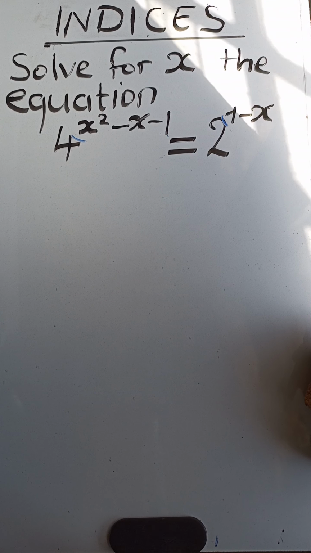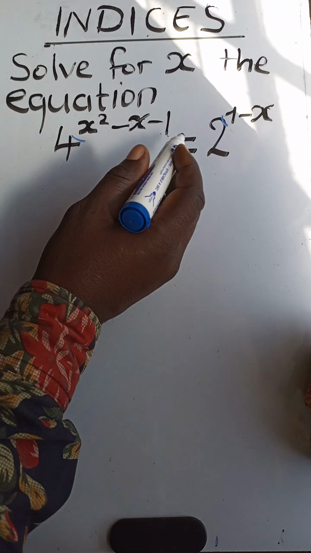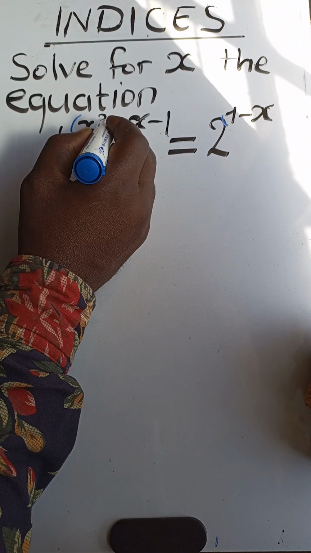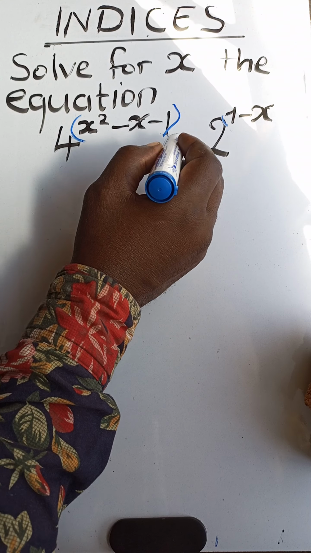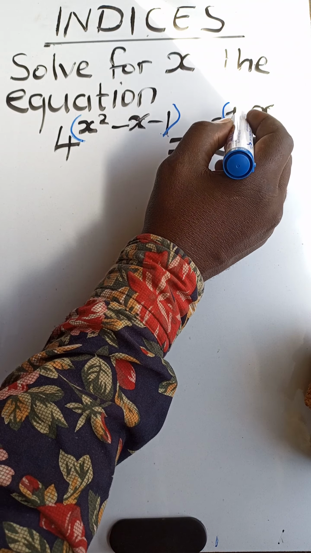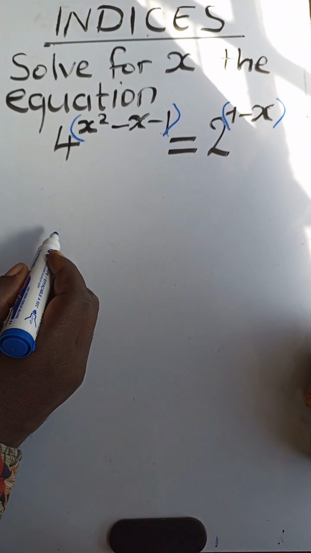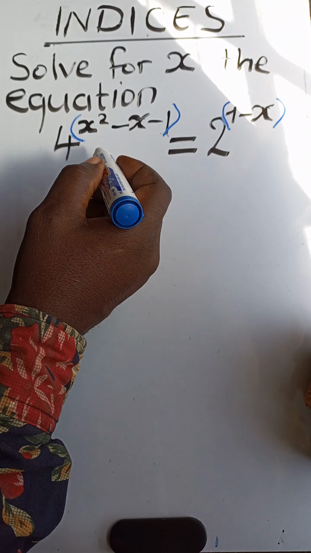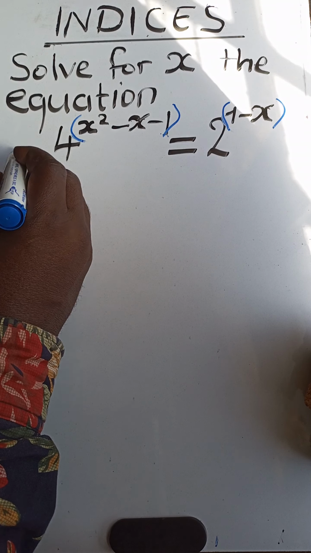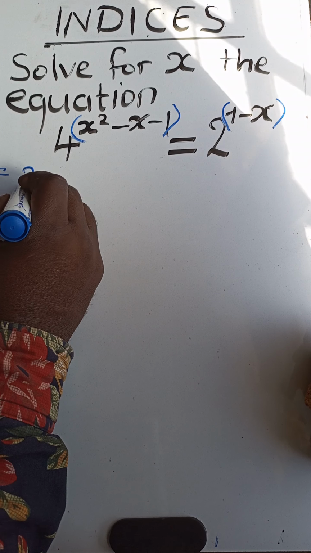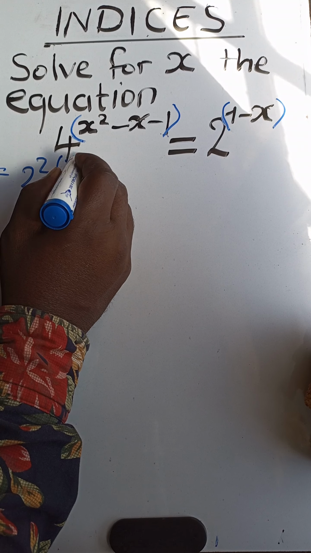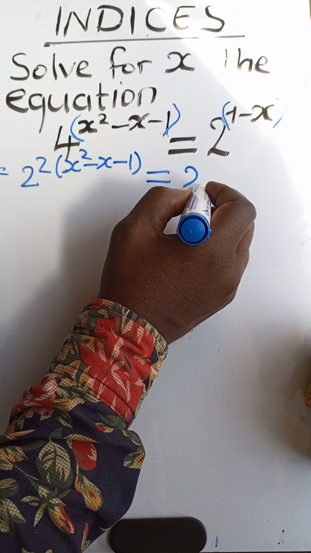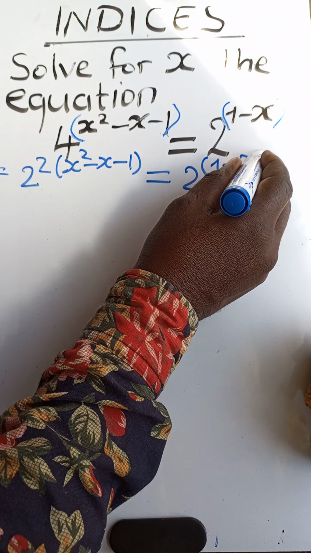Here we are asked to solve for the values of x in this equation: 4 raised to the power x squared minus x minus 1 is equal to 2 raised to the power 1 minus x. Okay, so we can make the bases equal. The base here is 2, the base here is 4. 4 can be written as 2 squared, all raised to the power x squared minus x minus 1, is equal to 2 to the 1 minus x.